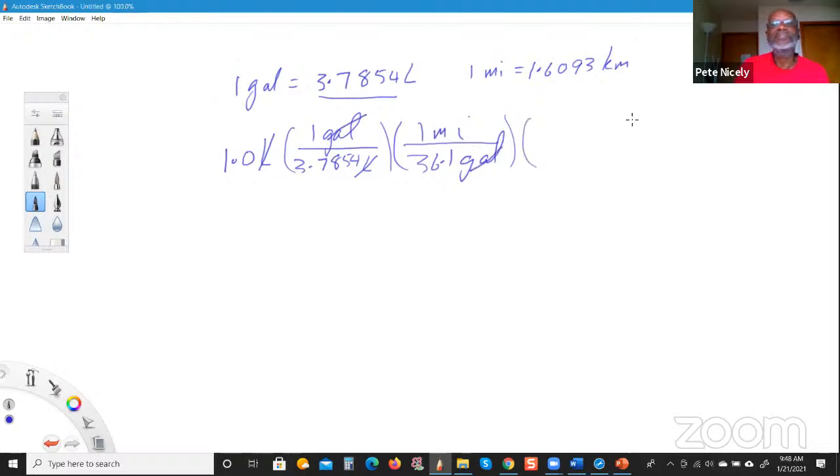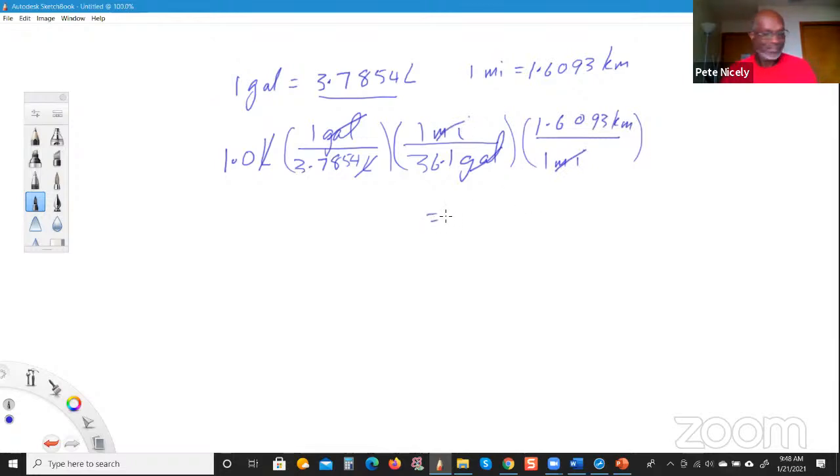And then the next step is where you convert from miles to kilometers because the question is asking for the distance in kilometers. So 1 mile would be down here, 1.6093 kilometers will be up top, and we do the cancellation, and then we do our number crunching.